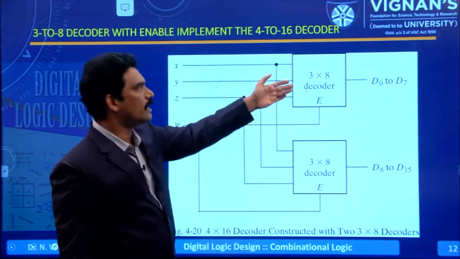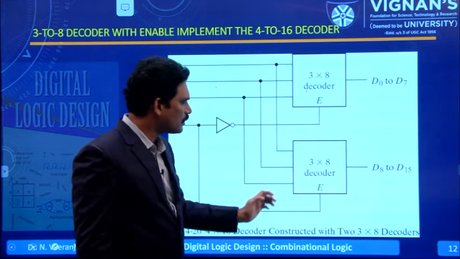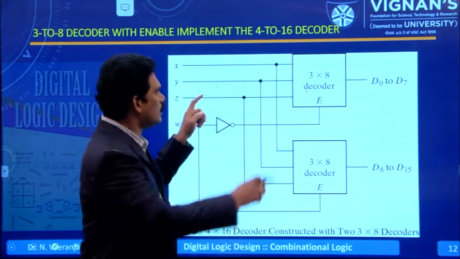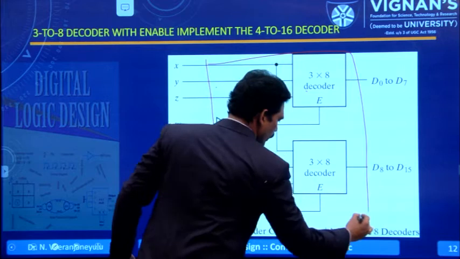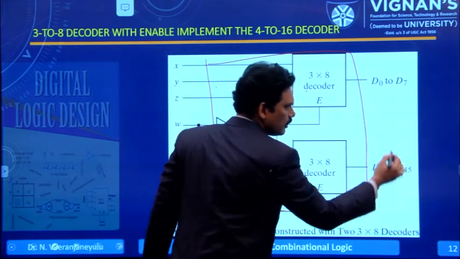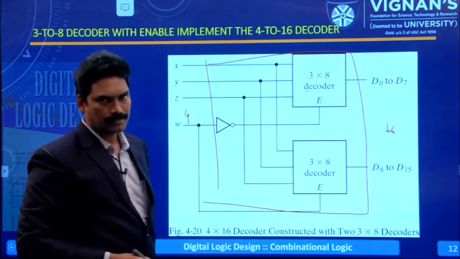Total for a 3 to 8 line decoder, 3 inputs and 1 enable input. Overall, how many inputs are there? 4 inputs: 1, 2, 3, 4. And how many outputs are there? 16. This is a 4 to 16 line decoder.